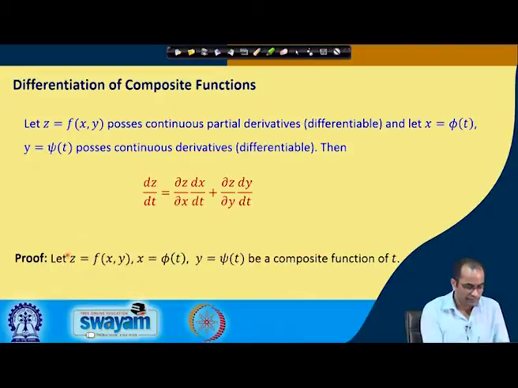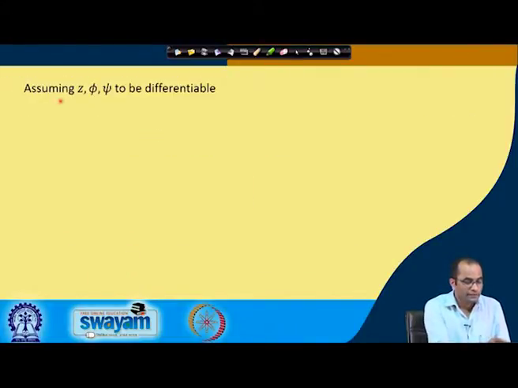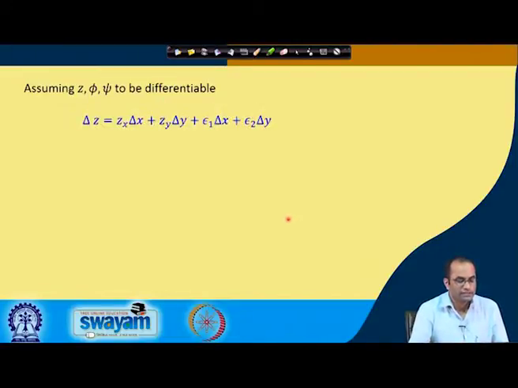We take z equal to f of x, y, where x is a function phi of t and y is a function of t denoted by psi of t, and this is a composite function as per the definition. Since we have already assumed the differentiability of all these functions z, phi and psi, the differentiability of z implies that we can write delta z equal to del z over del x delta x plus del z over del y delta y, plus psi 1 delta x plus psi 2 delta y.